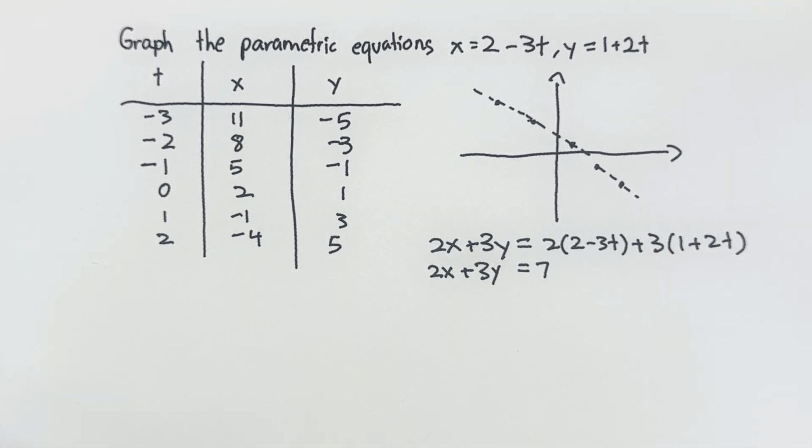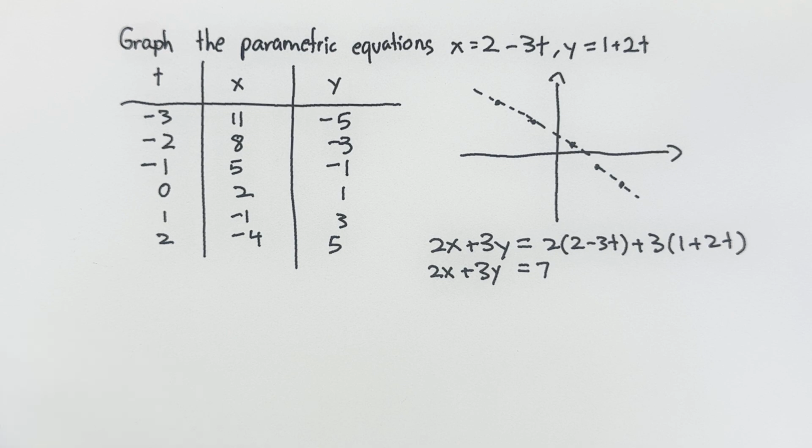The graph of this equation is indeed a line. Unfortunately, this only tells us that every point in the graph of the parametric equations is in the graph of 2x plus 3y equals 7. In order to conclude that the graphs are the exact same, we must show that every point in the graph of 2x plus 3y equals 7 is in the graph of the parametric equations. Fortunately, we can do this.